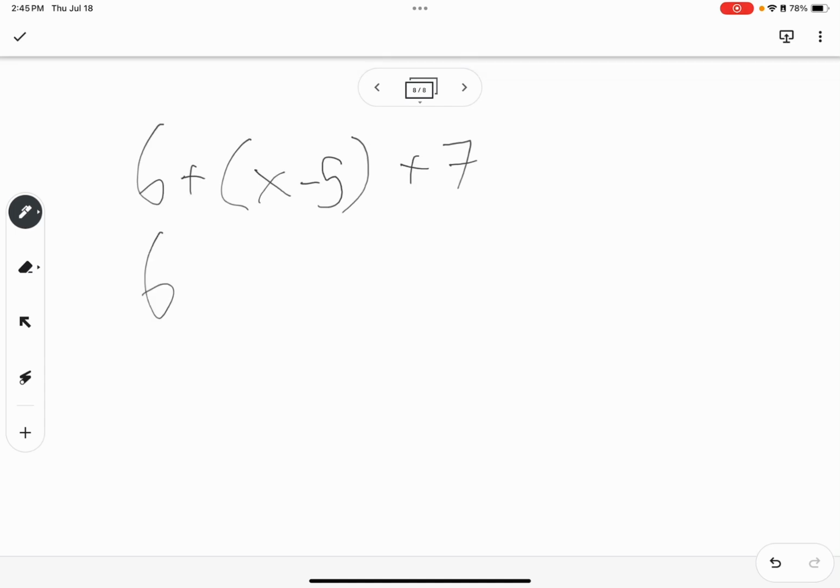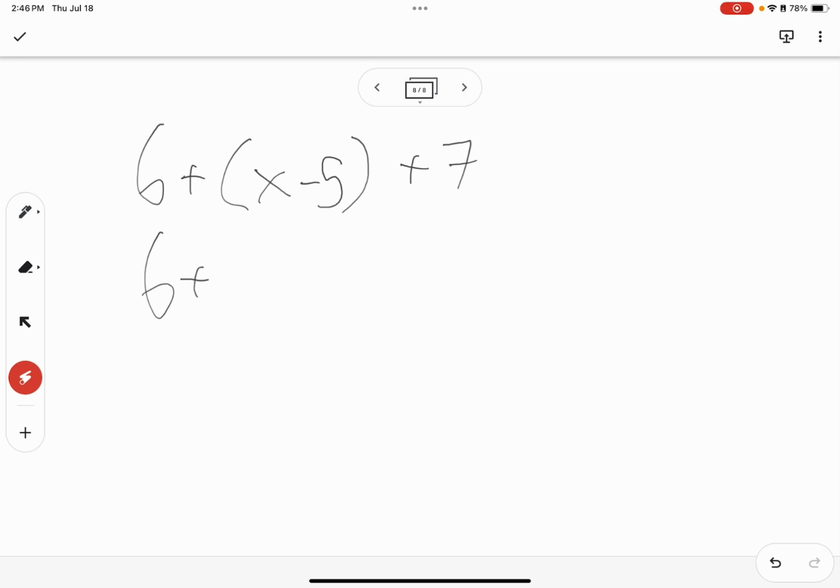All right, let's go here, see if you can figure this one out. We have 6 plus (x minus 5) plus 7. Okay? What are we going to do? See if you can figure this out. So here, we've got a plus. Are we going to distribute anything inside these parentheses? What are we going to distribute?